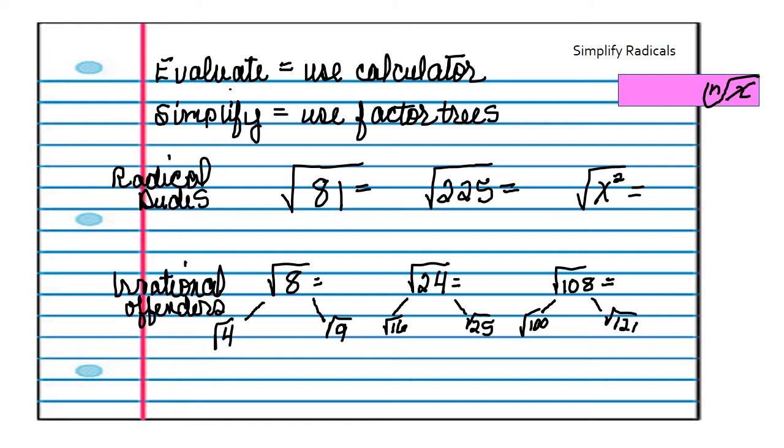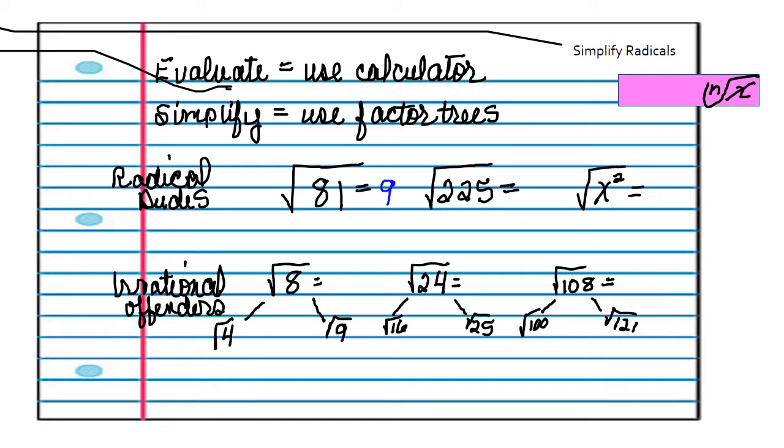Okay, now our radical dudes are those radicals that are perfect radicals. For instance, the square root of 81 is 9, the square root of 225 is 15, and the square root of x squared is x.